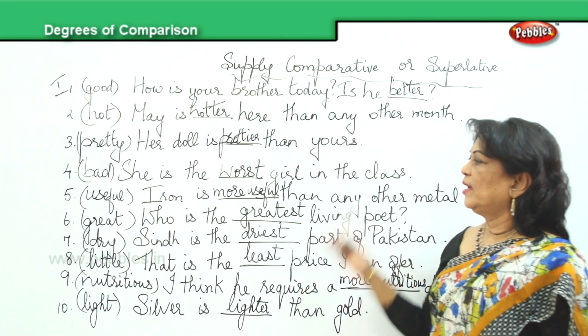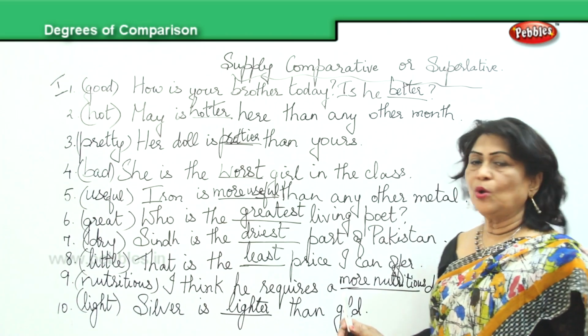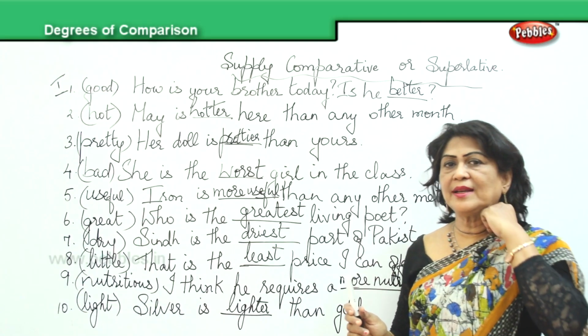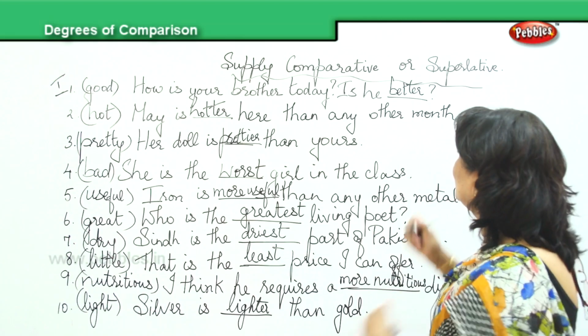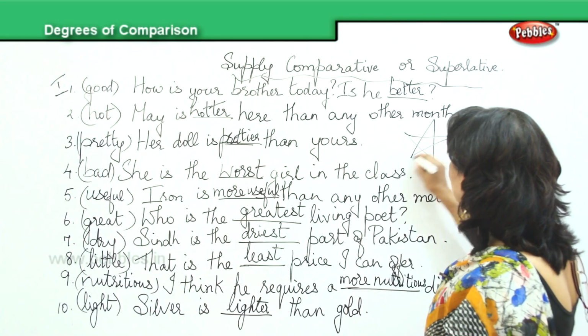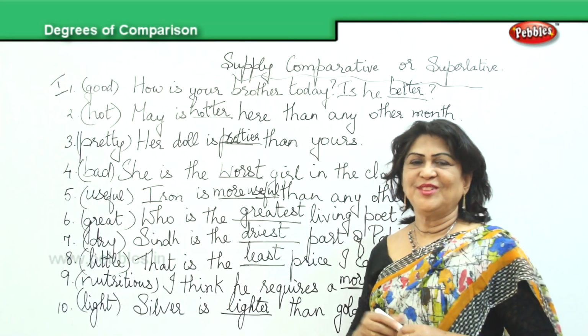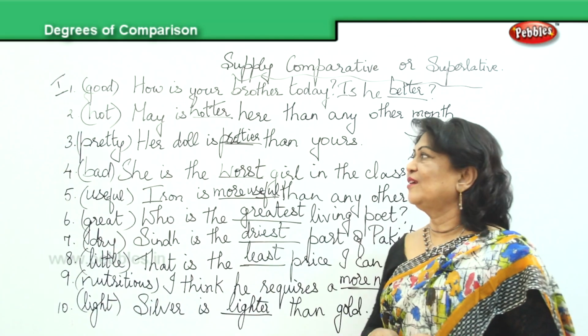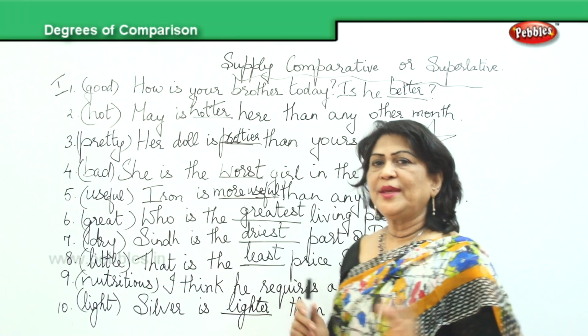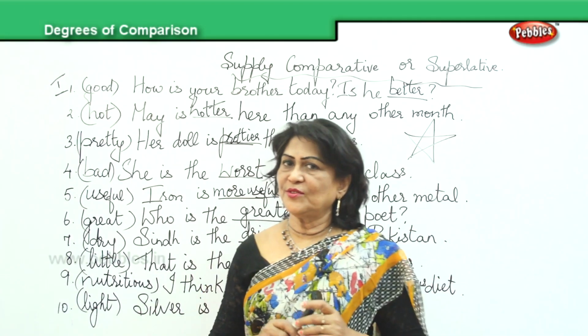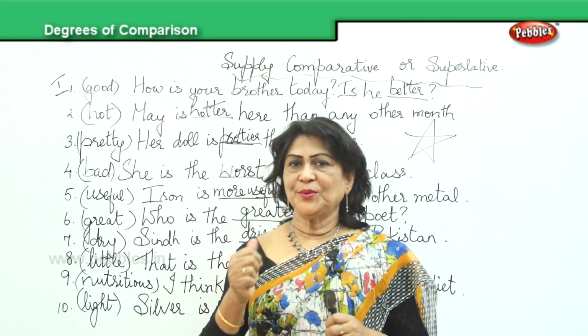Okay, if you have been able to do all the 10 sentences correctly, you deserve a big applause, and even without a test, I gave you a big star. You deserve a big star for writing all this correctly. Are you happy that you are thorough with your degrees of comparison? I am sure you are. Good.